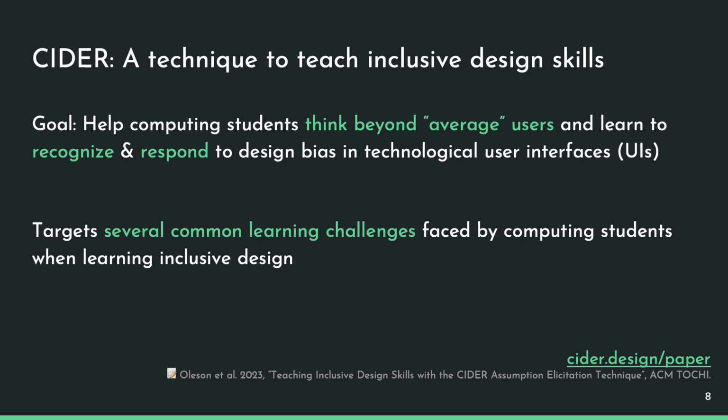The goal of this technique is to help computing students think beyond average users and learn to recognize and respond to design biases in technological user interfaces. The technique is designed to target some common learning difficulties that computing students can face when they try to learn inclusive design. And if you're interested more in the theoretical grounding of the technique, there's a bunch more about that in the paper, which you can find at that link in the bottom corner, cider.design/paper.